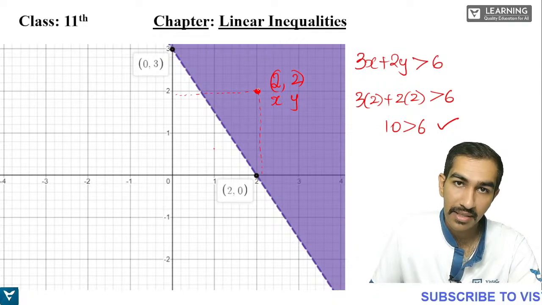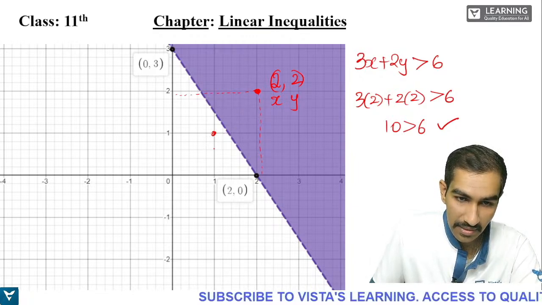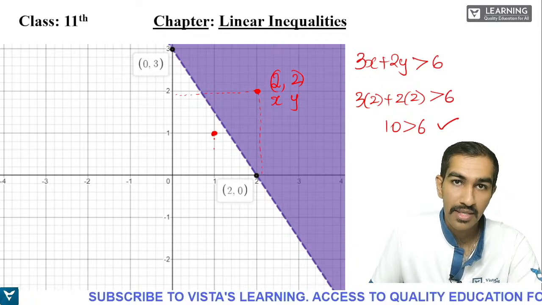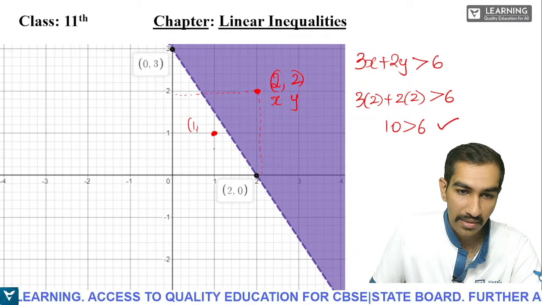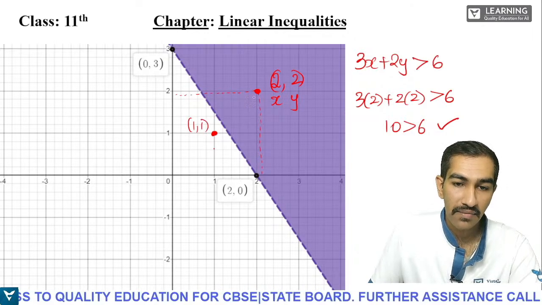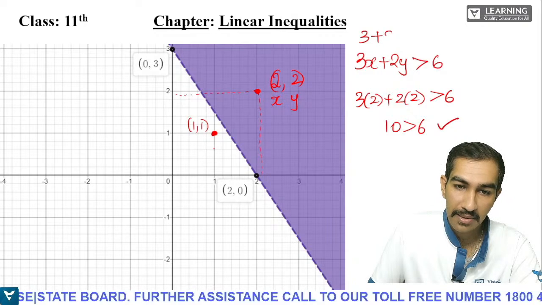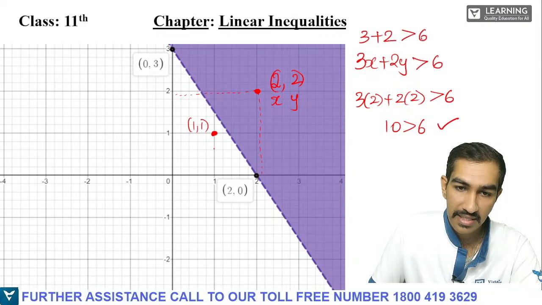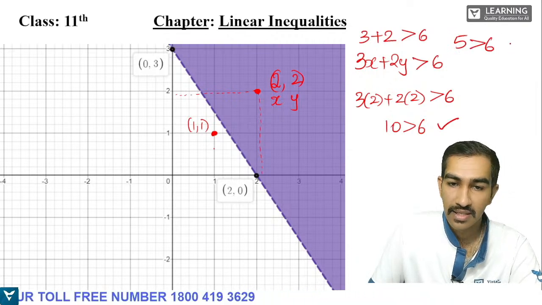Let us take a point which is not in the shaded part. Let us take this point. That point is not coming under the shaded region, right? What is the coordinate of that point? (1, 1). So in the place of x put 1, that will become 3. In the place of y put 1, it will become 2. Means 3 plus 2 is 5. Is 5 greater than 6? Is this true or false? This is false.